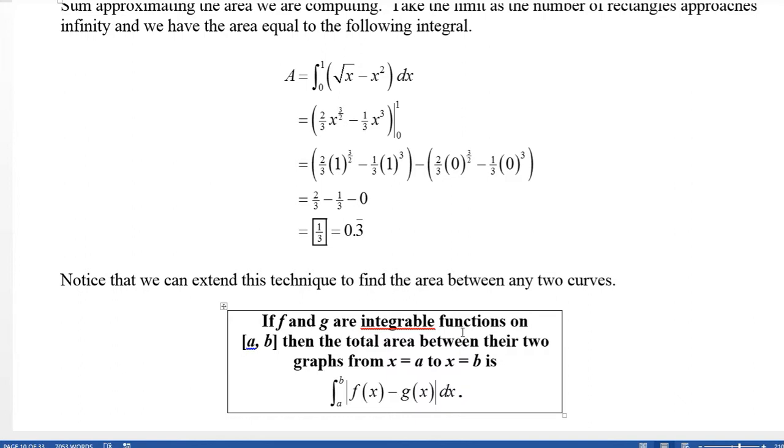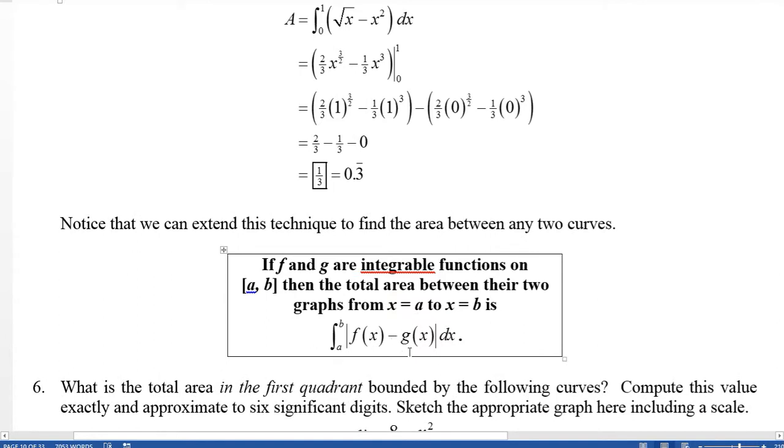So if f of x is always the one on top, of course we can drop the absolute value like we did on this problem. But if they change places, or if you're not sure which one's on top, you need the absolute value. Or if they change places from time to time, then you might get an absolute value here.